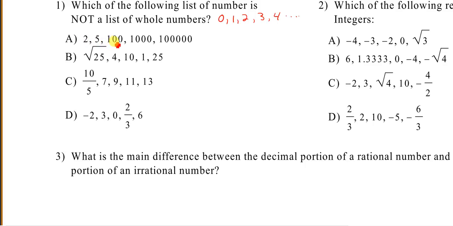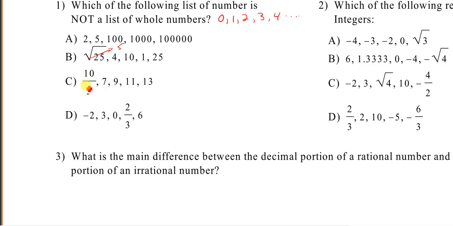2, 5, 100, 10,000, and 100,000. Those are all integer numbers. They don't have a fractional part, and they're all 0 or greater, so that is a list of whole numbers. The next line, we have a square root in that, but the square root of 25 is actually 5. So once again, they're all integers, all greater than 0. That would be a list of whole numbers.